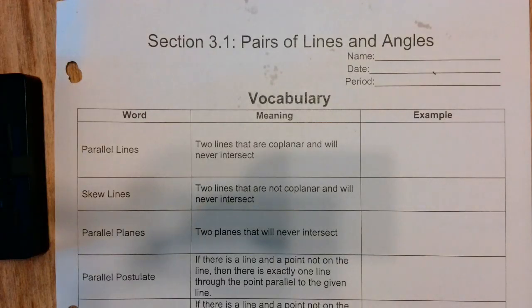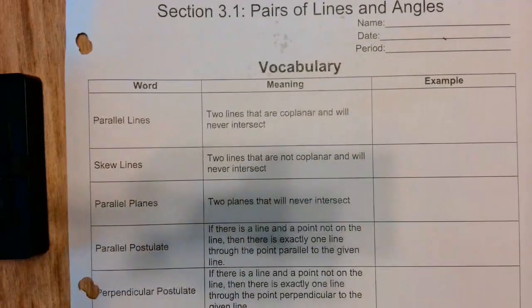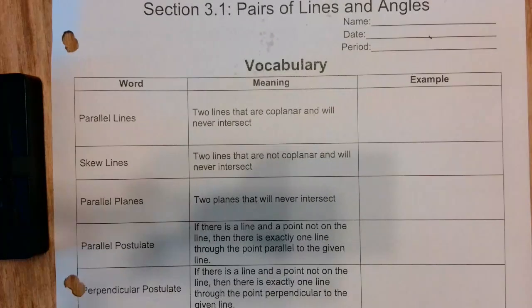Section 3.1, pairs of lines and angles. So we have some vocab words here. Parallel lines. Parallel lines are two lines that will never intersect, and they have to be coplanar, so they have to be on the same flat surface.